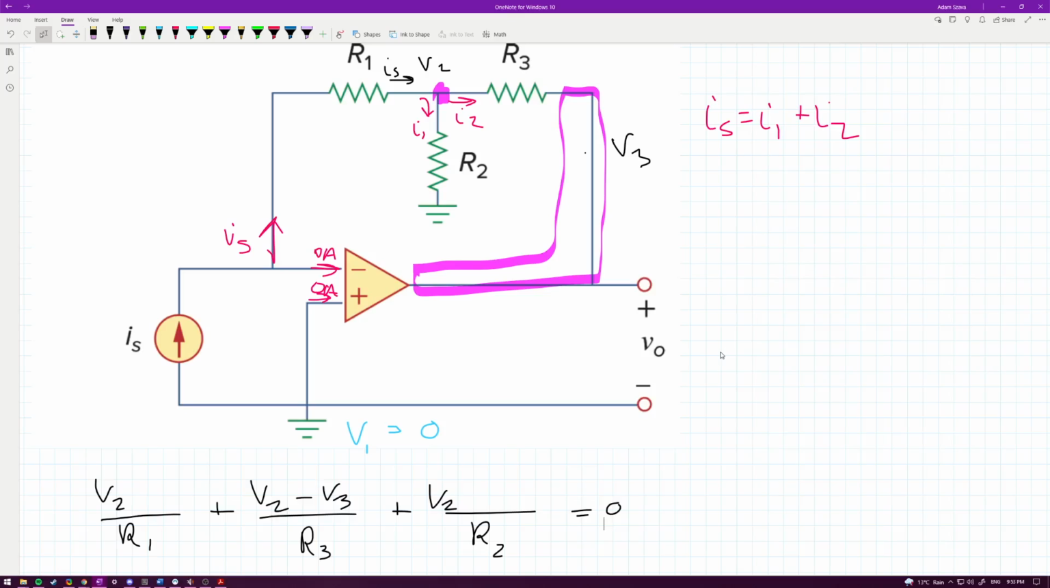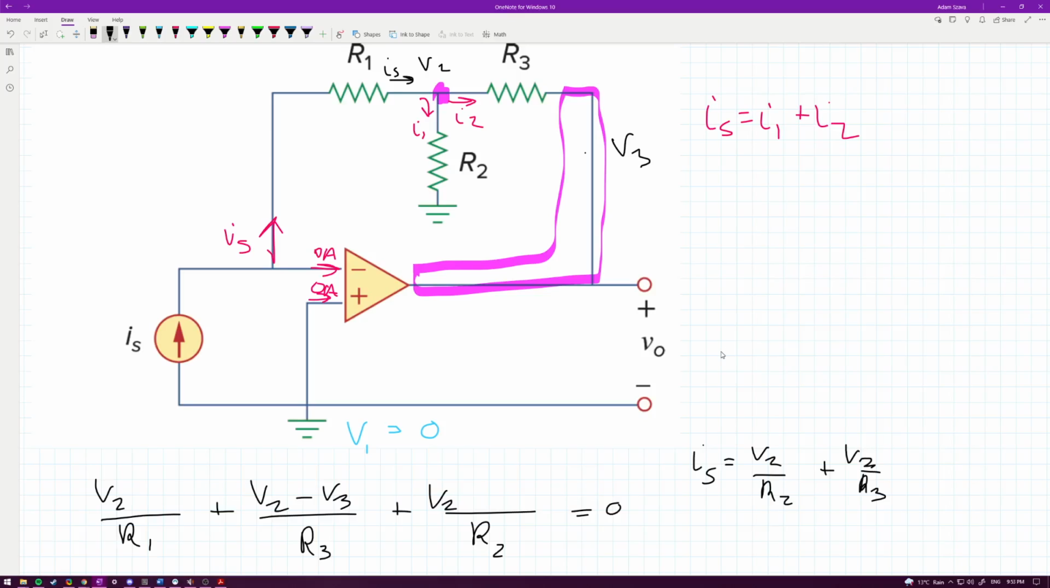Interesting. IS is equal to V2 over R2 plus V2 over R3, which is fine. I can't do it at R3 though, at V3, because I know that's V3 minus V2 over R3.